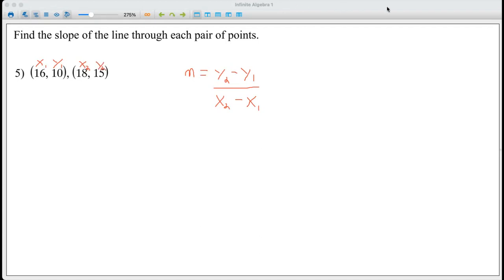Okay, now it's just simply we're going to plug in the values. So if I plug in the values, y2 is 15, and it's always minus, and y1 is 10, over x2, let's see, x2 is 18, and x1 is 16, so minus 16. Simplify the fraction. Let's see, 15 minus 10 is 5, and 18 minus 16 is 2. So M is 5 over 2. You do not need to change that to a decimal. Perfectly fine, 5 over 2.